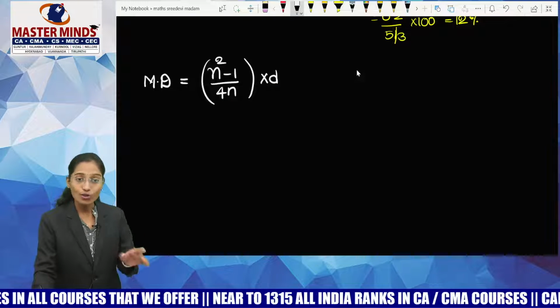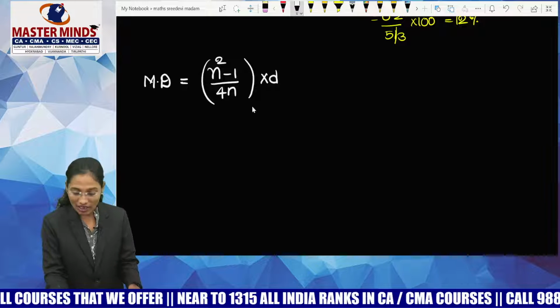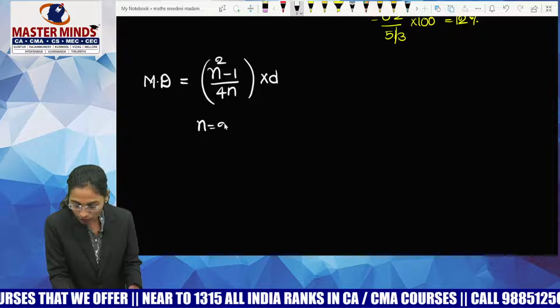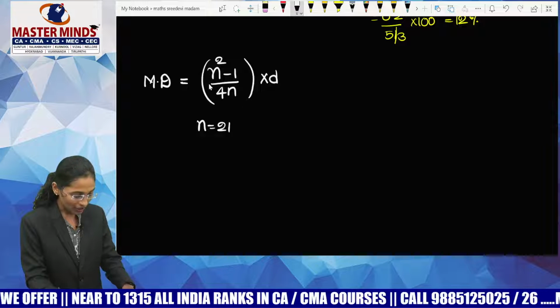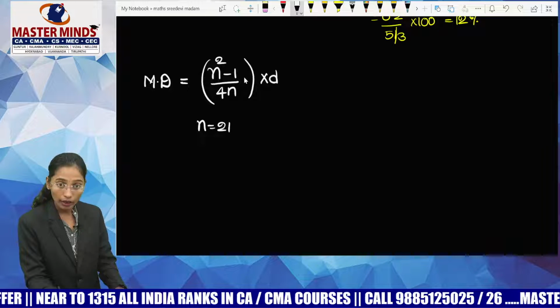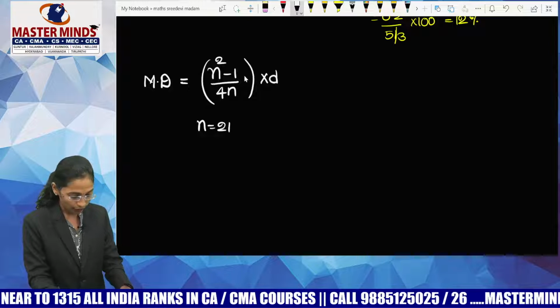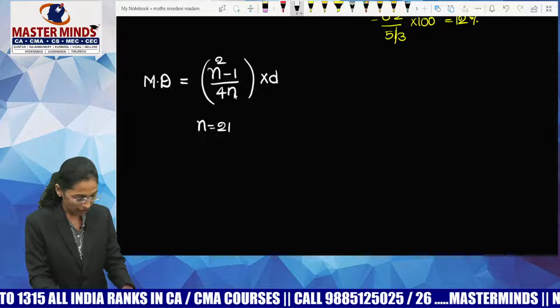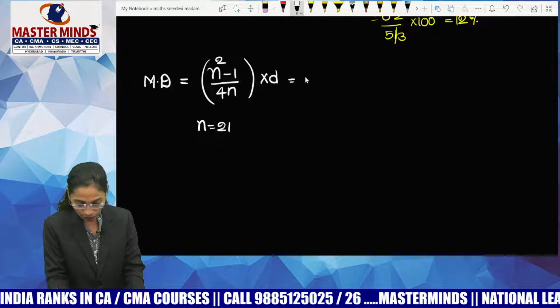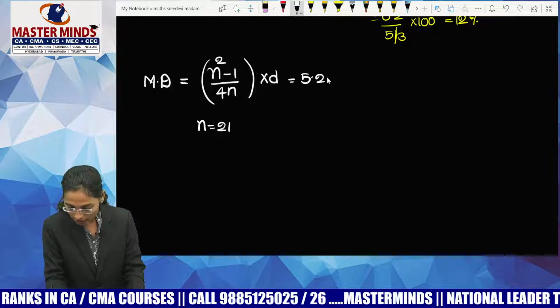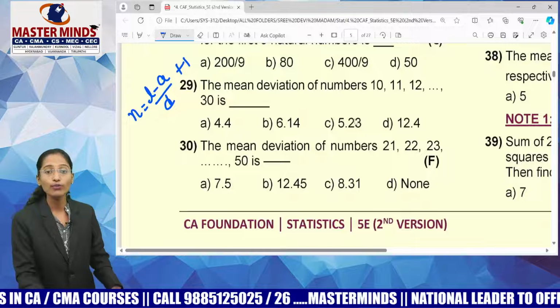It is completely up to you guys. If you want to use that formula, you can. So now n equals 21, no? And what is your common difference? 1 only. So take your calculator: square root of 21 square minus 1 by 4 times 21, into common difference, which is 1. And I got the answer of 5.23. See how simple it is if you know the formula.